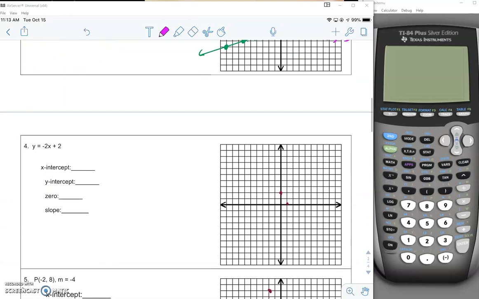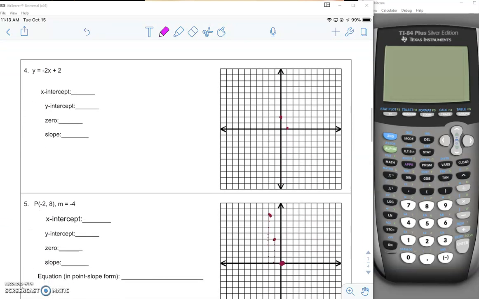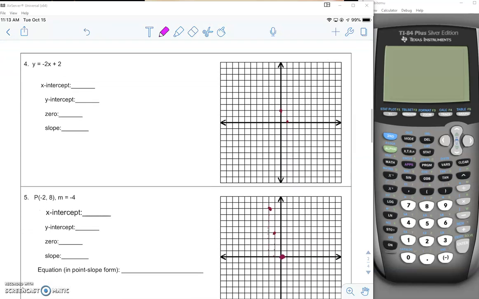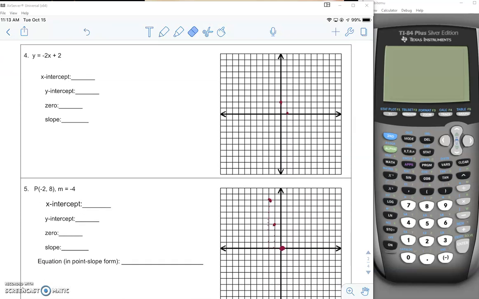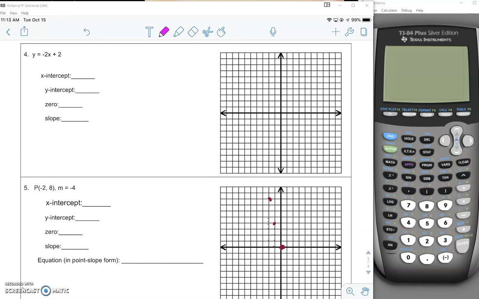Moving on to the next page, number 4, y is equal to -2x plus 2. My y-intercept and my slope I can find from the equation. So my y-intercept, or the b value, is the point 0, 2. I start there on my graph.